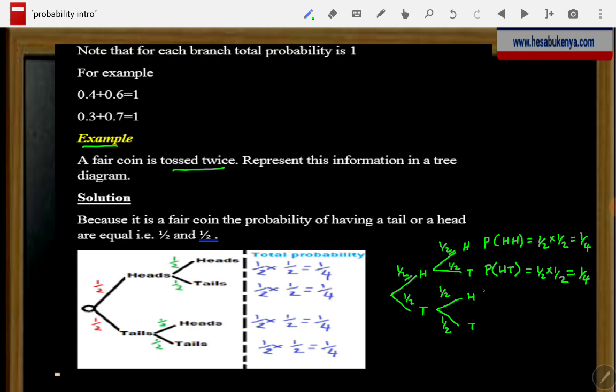Then, the third path, we will have the probability of getting a tail and a head, which is equal to a half times a half, which is equal to a quarter. Finally, we will have the probability of getting a tail and another tail, which is equal to a half times a half, which is equal to a quarter.